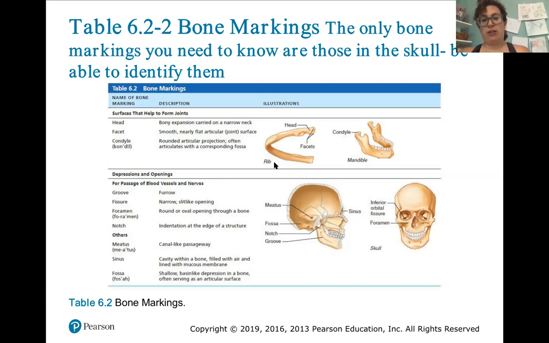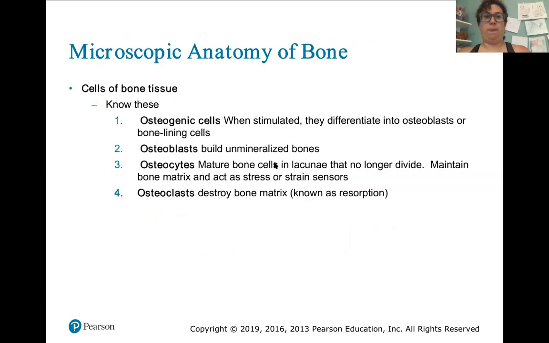Then we have a couple of special ones, like a meatus, which is a canal-like passageway. We'll find that in the ear. We have a sinus, which is normally a cavity within a bone, filled with air, and it's meant to lighten the weight of a bone. And then we have a fossa, which is a little depression in the bone that normally serves as a place for an articular surface or a joint to settle into. Okay, so that's the basics of the bone that I want you to know about.